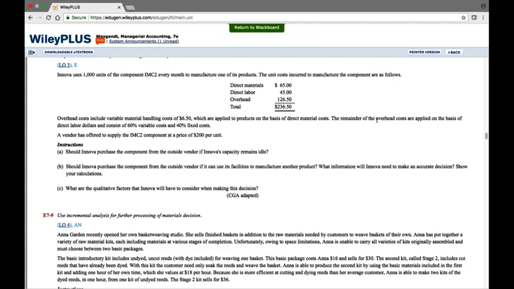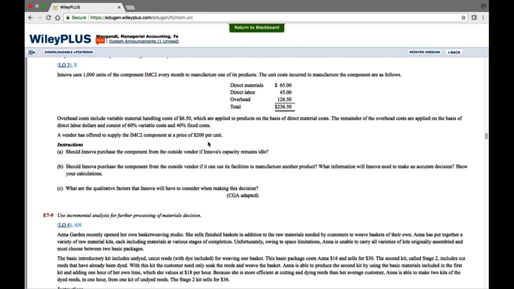The remainder of the overhead, that's now $120, is applied on the basis of direct labor cost and consists of 60% variable and 40% fixed. Okay, so that's the part. I'll show you how to break that down. It's very easy. A vendor has offered to supply us this at $200 per unit. So the question is, should we do that or not?